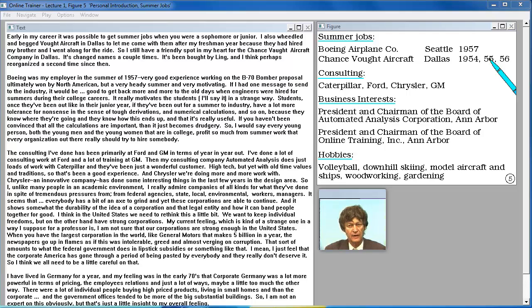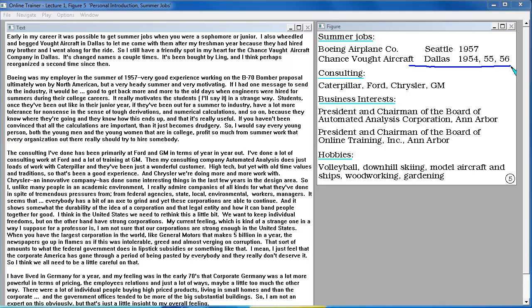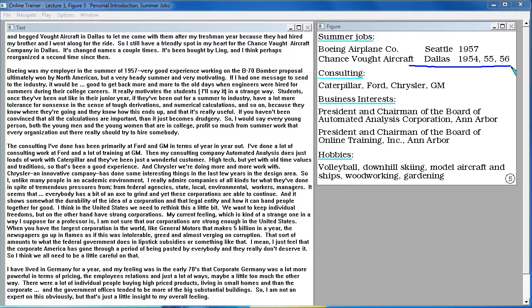Early in my career, it was possible to get summer jobs when you were a sophomore or junior. I also wheedled and begged Vought Aircraft in Dallas to let me come with them after my freshman year because they had hired my brother, and I went along for the ride. So I still have a friendly spot in my heart for the Chance Vought Aircraft Company in Dallas. It's changed names a couple times. It's been bought by Ling, and I think perhaps reorganized a second time since then.